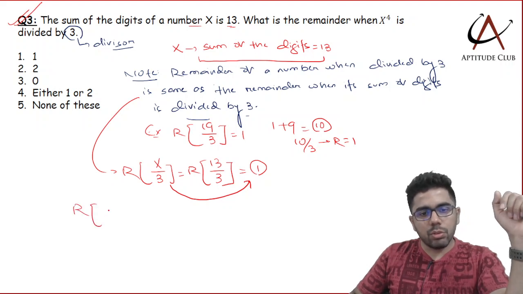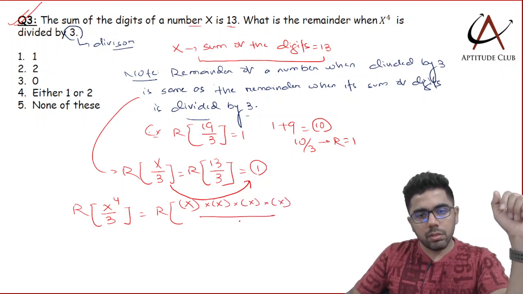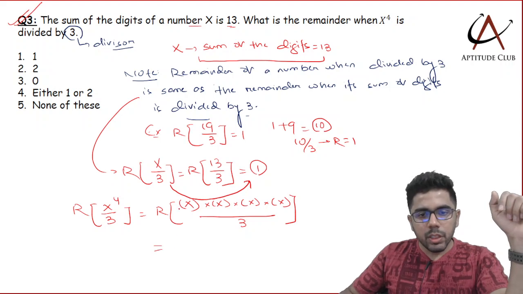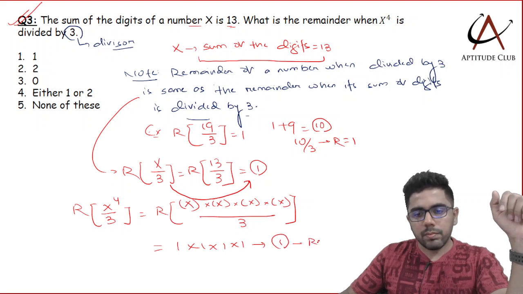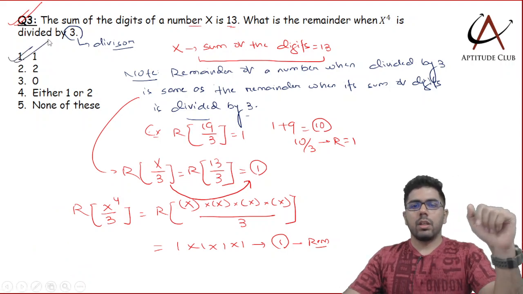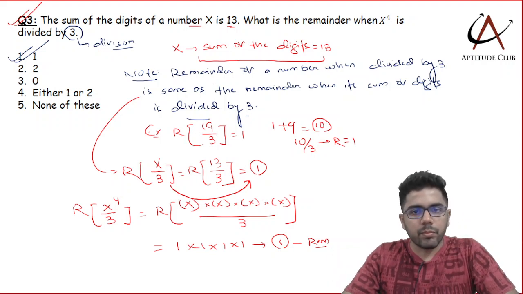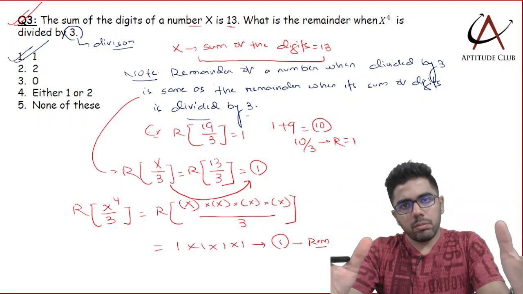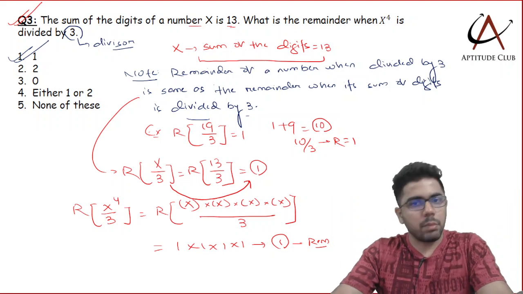So what is the remainder when x to the power 4 is divided by 3? X to the power 4 I can write it as x into x into x into x divided by 3, and every time you will get a remainder 1, 1 into 1 into 1 into 1, and overall my remainder is 1. That is the answer. Very simple question. So same principle, remainder of a sum is the sum of remainders, remainder of a product is the product of remainders. These two principles are going to be used every time, every question.